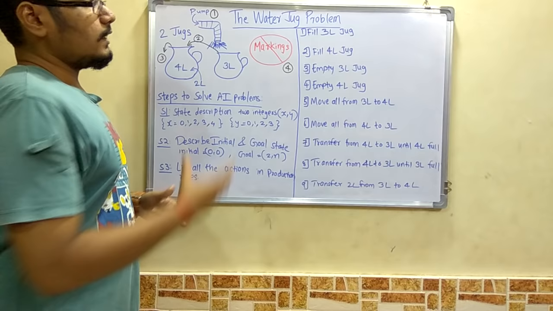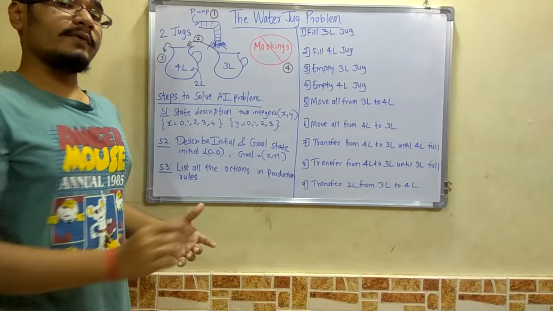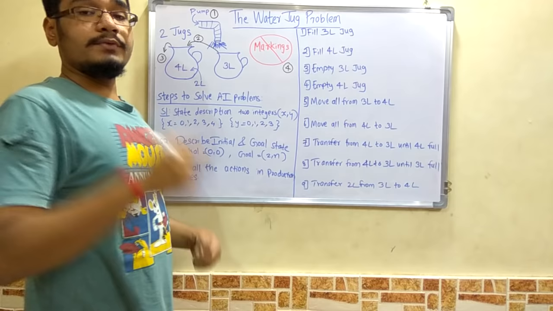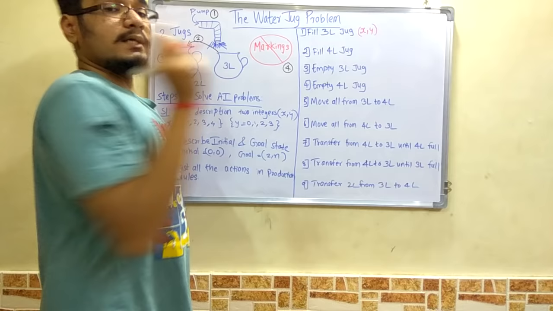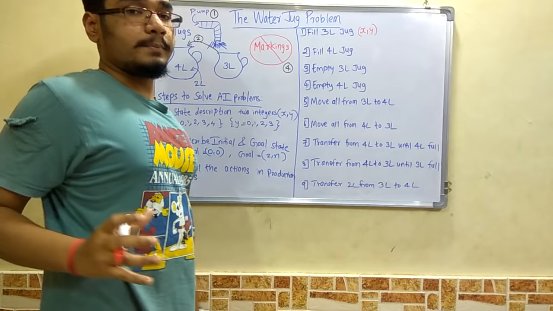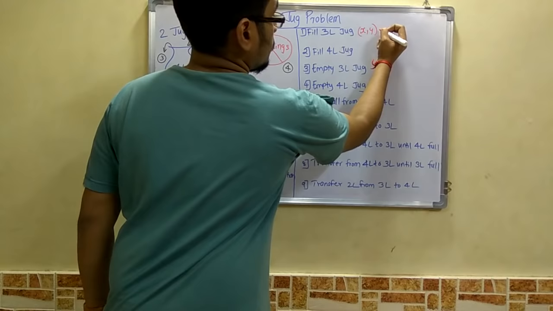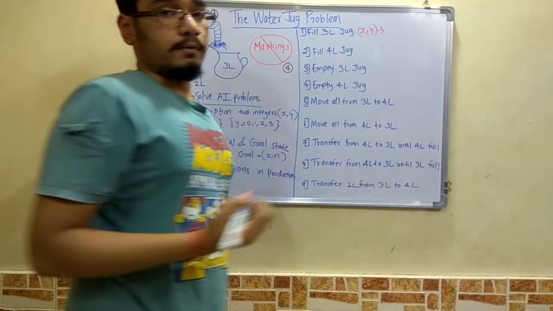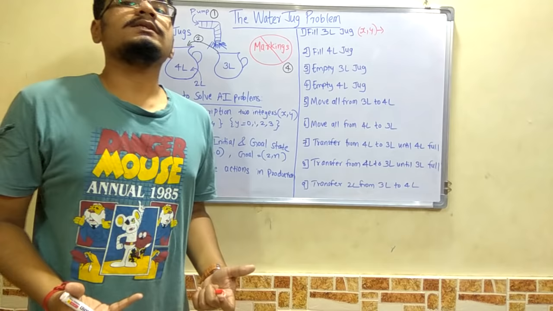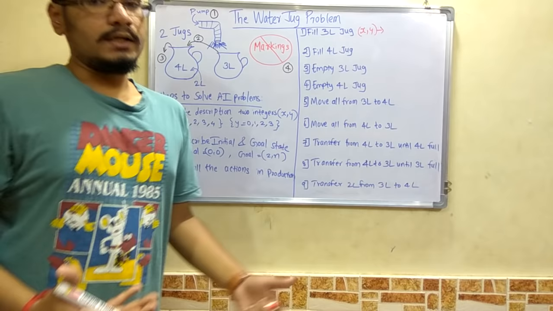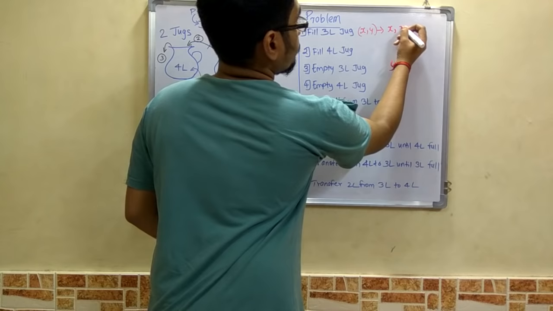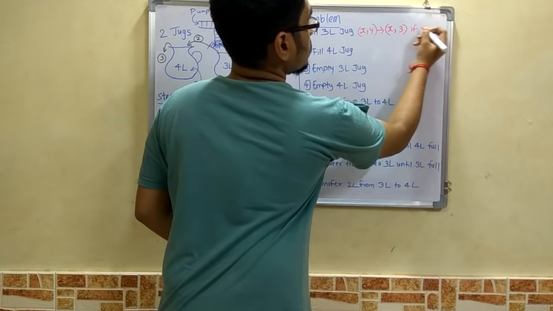First, you have to fill the 3 liter jug. Let me denote this in terms of the x and y integers. You write it like this: x comma y, it is a state. X and y together denote a state, so it is called a state space. I will discuss state space in detail. So first we write (x, y), put an arrow, and fill the 3 liter jug, so we modify this to (x, 3) if y is less than 3. This is the condition to fill the 3 liter jug.